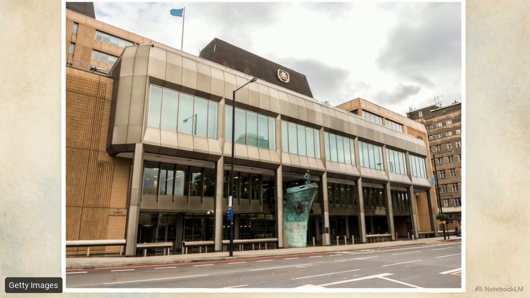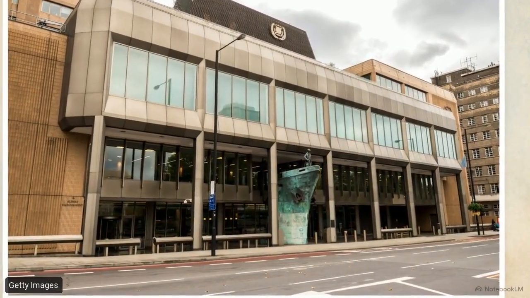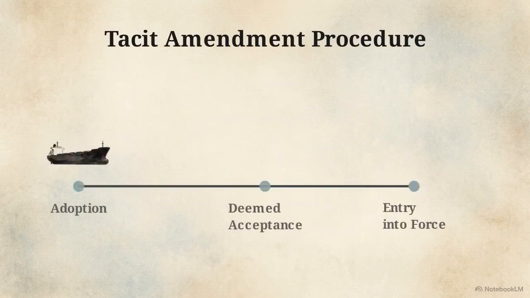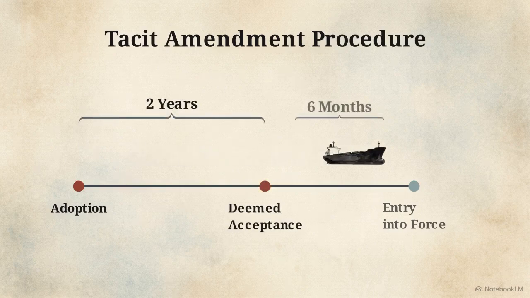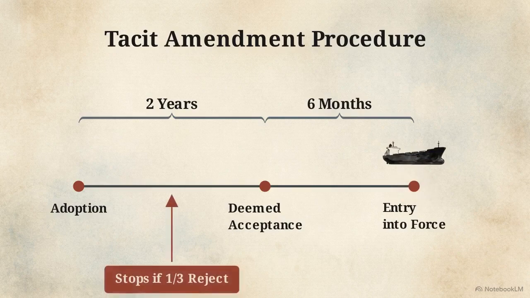The solution arrived with the 1988 Protocol, which overhauled how the convention is updated and enforced on a global scale. This timeline visualizes the revolutionary tacit amendment procedure introduced by the protocol. This procedure flipped the bureaucratic script. Today, updates are adopted, deemed accepted after 2 years, and go into force 6 months later automatically, unless actively rejected by 1/3 of the parties.